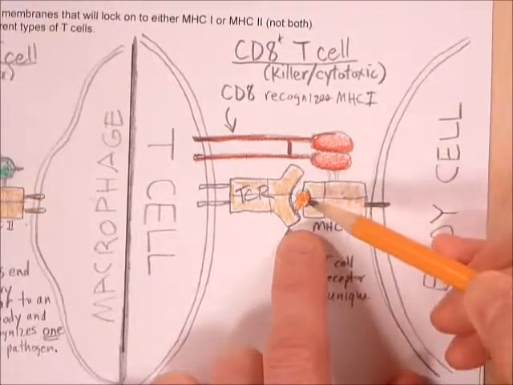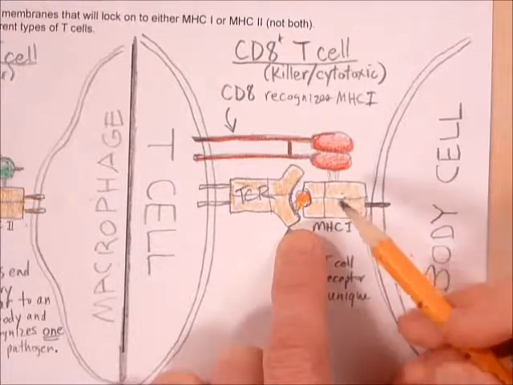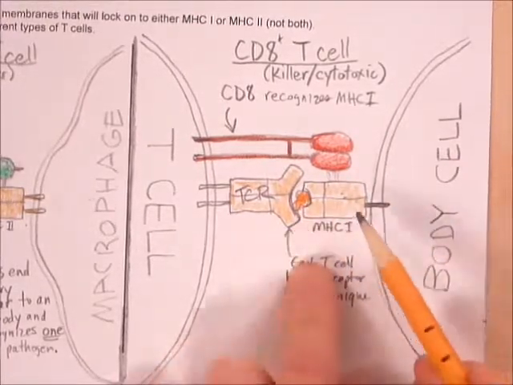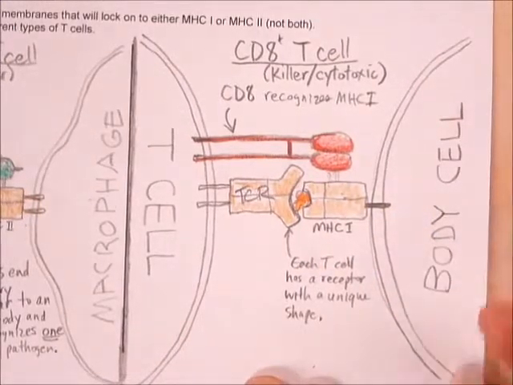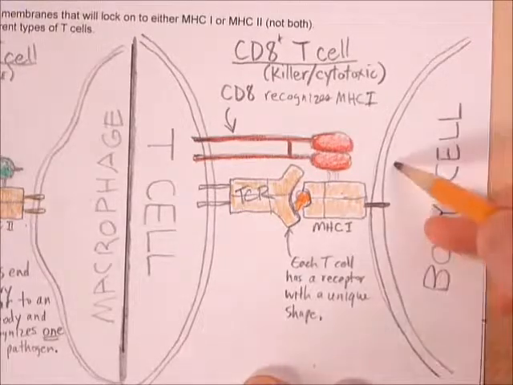But if it is something dangerous, this is a bit of virus laying around, or it's some kind of mutant protein that doesn't belong in there, the T cell can't fix the body cell. It's sad, but it has to kill it. That's the only way to deal with a problem. You have a lot of cells, you can make more, and so it'll kill it.